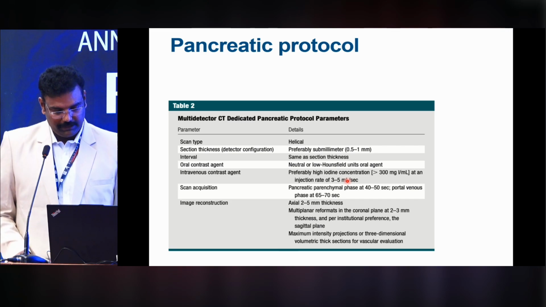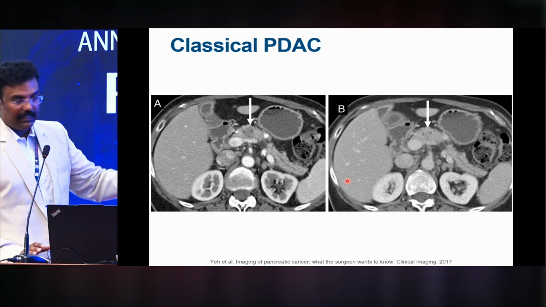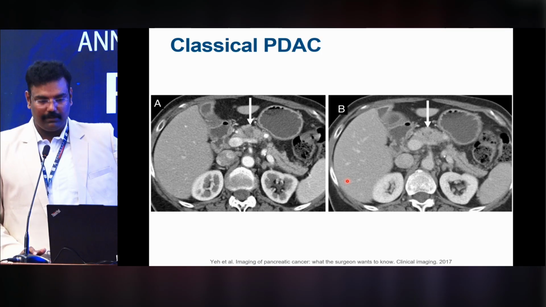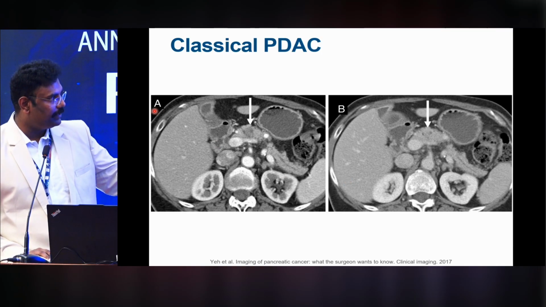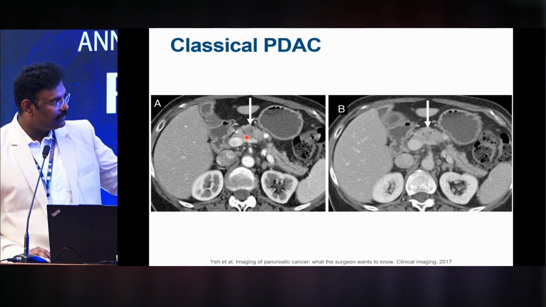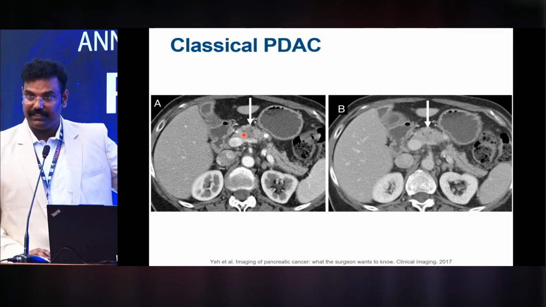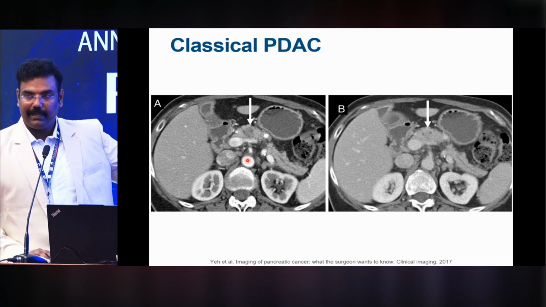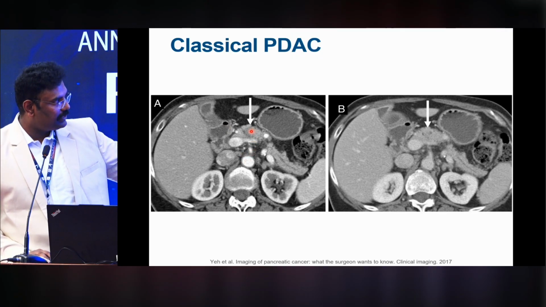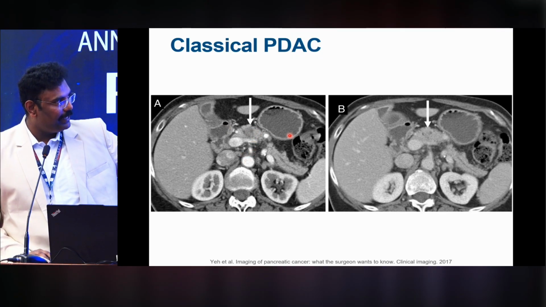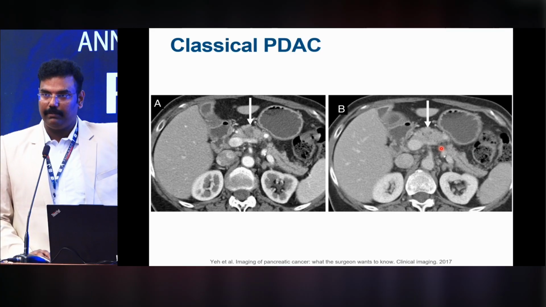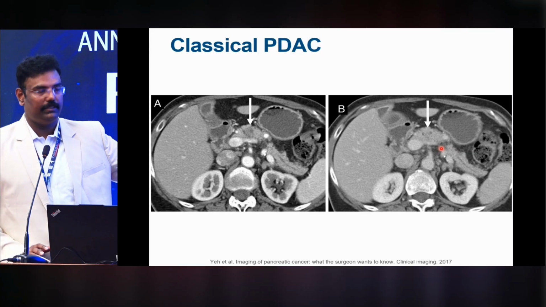apart from the regular arterial and portal venous phases. So this is a classical pancreatic adenocarcinoma involving the neck of the pancreas abutting the splenic vein. We can find it is hypoattenuating when compared to the normal parenchyma, and an upstream pancreatic duct dilatation is seen. This is the pancreatic parenchymal phase, so we can distinguish the lesion quite clearly here, whereas the one on the right side shows the portal venous phase where the distinction is not so great.